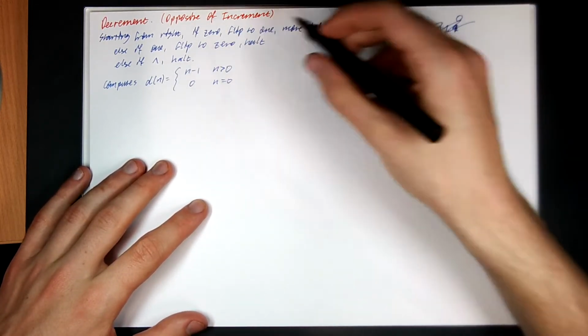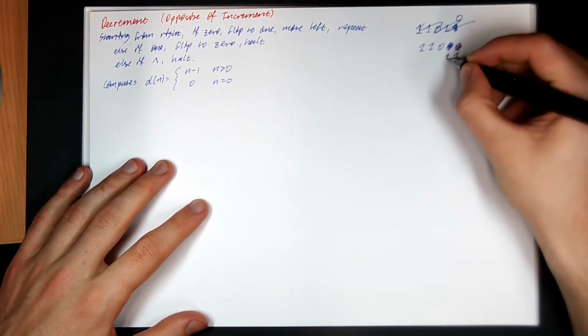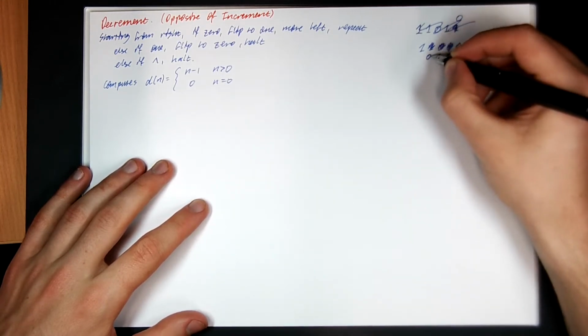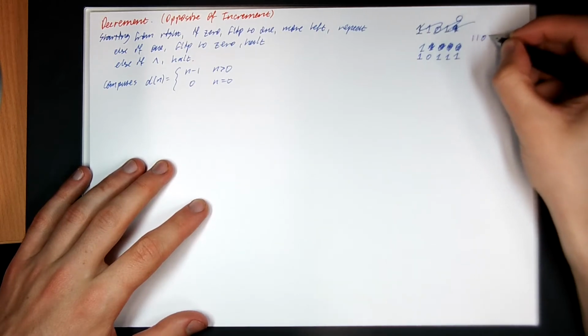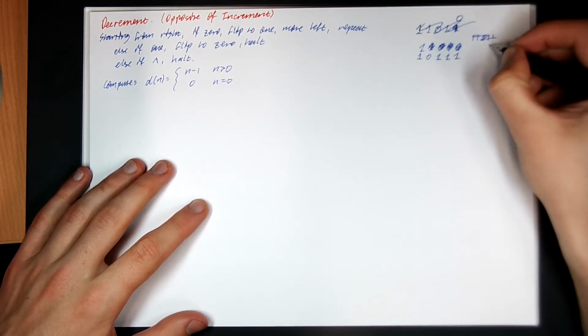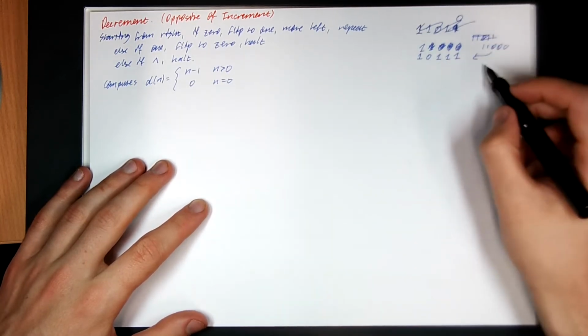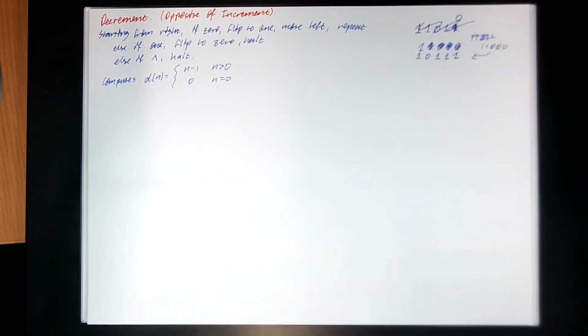So starting from the right, if it's a 0, flip it to a 1, move left. 0, flip it to a 1, move left. 0, flip it to a 1, move left. 1, flip it to a 0, and then halt. So that means this 1 stays the same. So we had 1, 1, 0, 0, 0. And that became 1, 0, 1, 1, 1, which is indeed 1 smaller than what we started with. Okay? Looks like the right algorithm, so let's implement it.